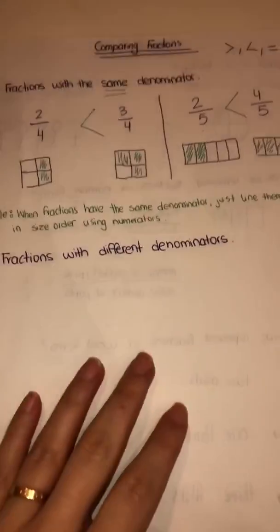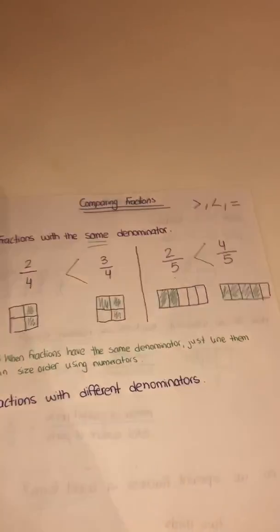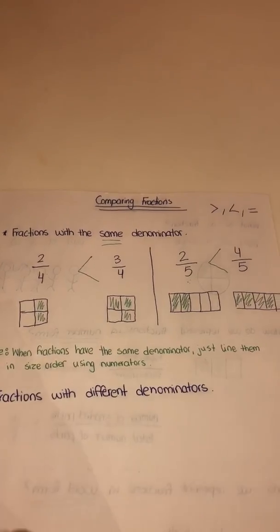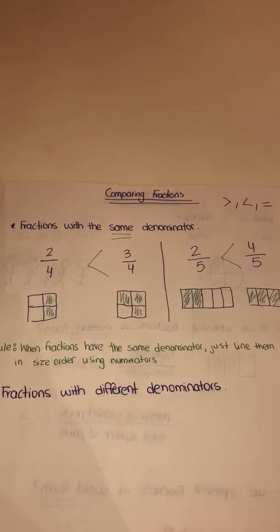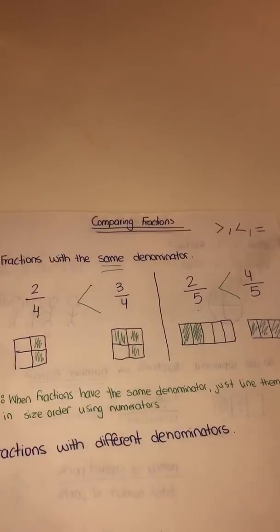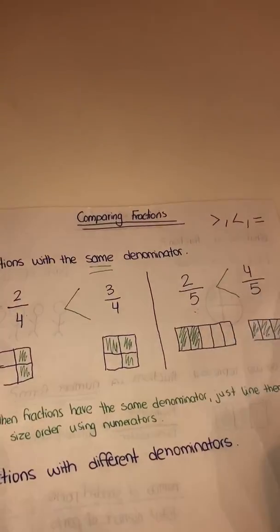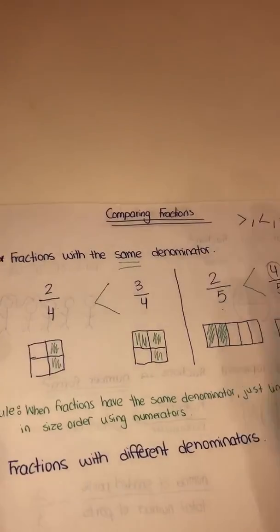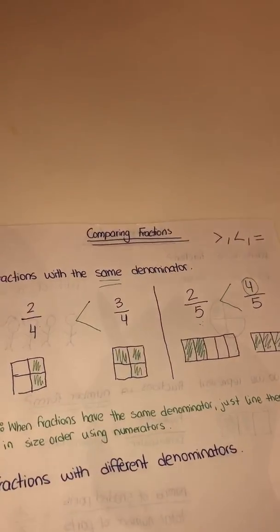As you can notice, we were able to derive a rule: when fractions have the same denominator, just line them up in size order using numerators. So, which fraction is bigger when they both have the same denominator? It's the fraction with the greater numerator.